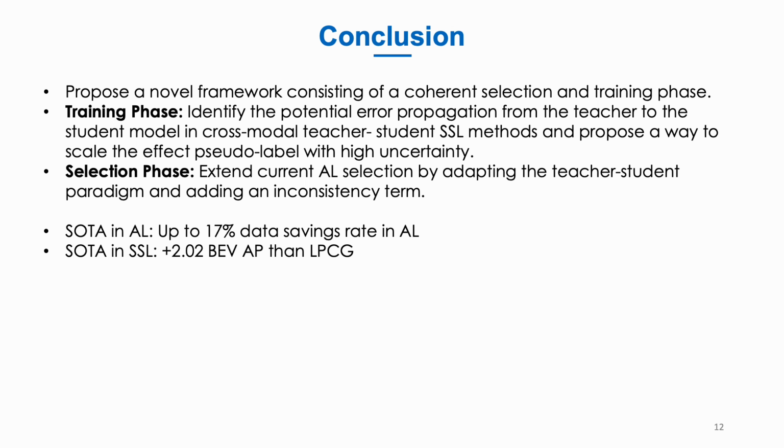So, in conclusion, we proposed a novel framework which consists of a coherent selection and a training phase. In the training phase, we show that we can identify the potential error propagation from the LiDAR teacher to the monocular student and propose a way to scale the effect of these pseudolabels. In the selection phase, we extend the current active learning selection scores that are solely using uncertainty by adding the bias and using the teacher-student paradigm in the active learning by incorporating the inconsistency between the teacher and student.